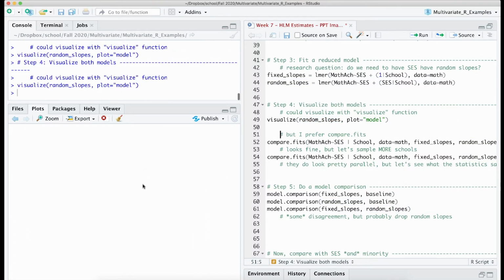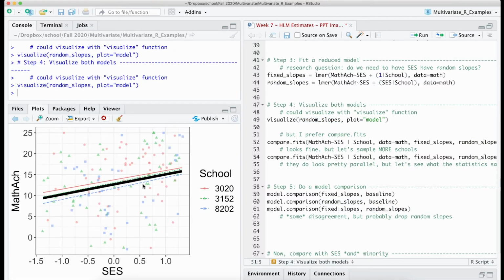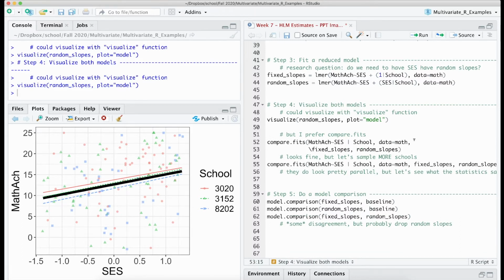Let's go ahead and run it again. Look at 3 new schools, and those look pretty parallel to me. So that's kind of interesting. I'm thinking that, so far at least, there's evidence that suggests we really don't need that random effect in there. So here what I'm going to do is use the compare.fits function. I'm going to visualize the 2 models, one where it has a fixed slope and one where it has a random slope.